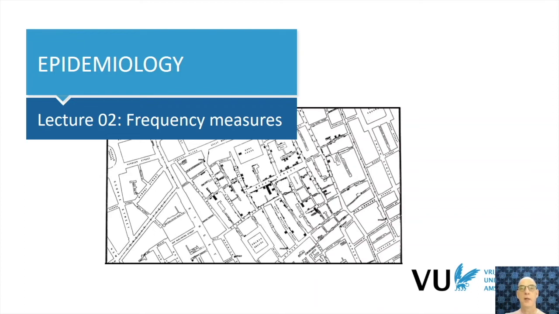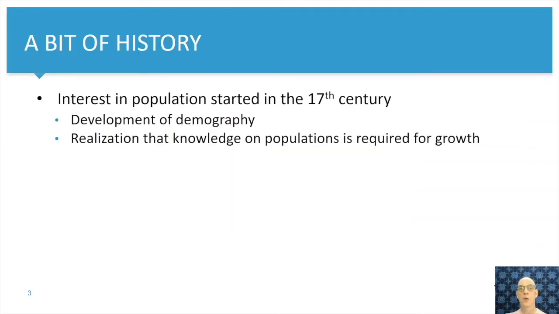In this video, I'd like to discuss measures of frequency as they are commonly used in epidemiology. The whole idea of thinking about populations as an entity derived in the mid-17th century. That was the time that the field of demography started developing, and one realized that knowledge about the population was important to regulate growth. There were two pioneers of population thinking to note.